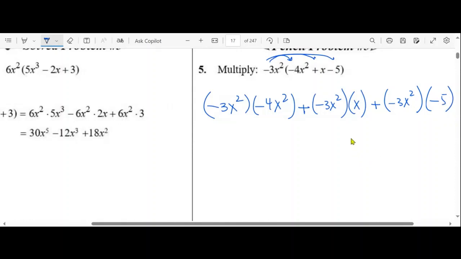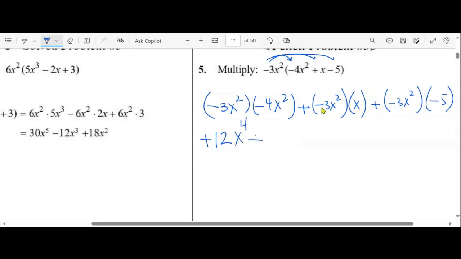I make it like parts because if you make it parts, you are more confident to get the correct answer. But if you try to speed it up, maybe you make a mistake with the sign. So here, negative times negative, positive. 3 times 4, x squared times x squared.